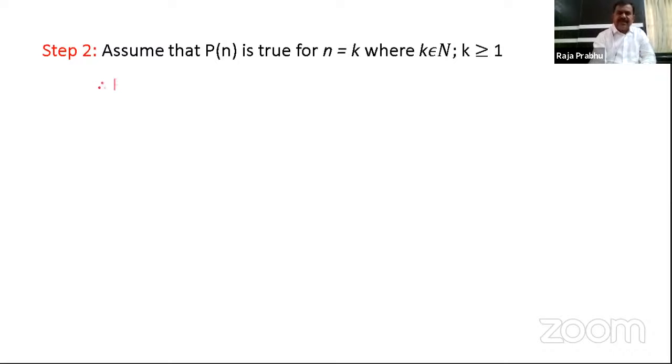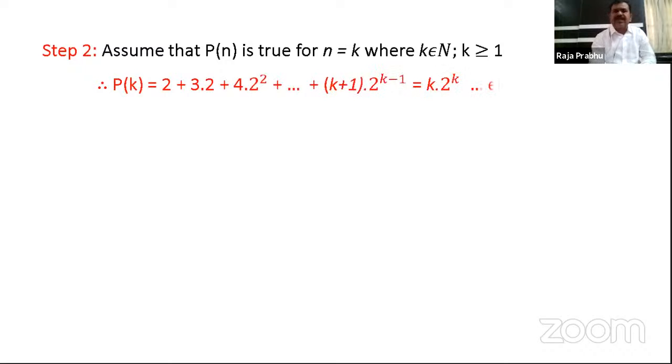Okay, as we are assuming that P of k is true, then P of k will be 2 plus 3 into 2 plus 4 into 2 square plus 5 into 2 cube and so on, up to the kth term, that is k plus 1 into 2 to the power k minus 1, which will be equal to k into 2 to the power k. Okay, now let us call that equation 1 for our convenience, which we are going to use in further steps of this proof. This is the induction hypothesis, that is step 2.